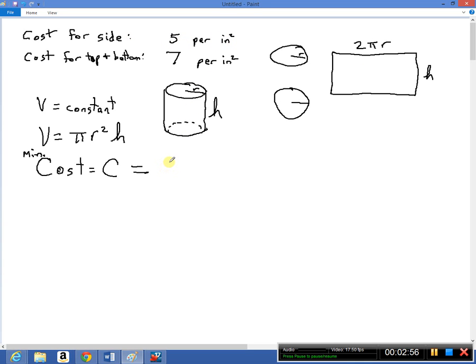So the cost for the side is going to be 5 cents per square inch times the number of square inches, which is 2 pi r. That's the cost just of the side. Then we have to add the cost of the top and the bottom. And those two costs are identical, so I'll double the cost of one of them. And one of them is 7 cents per square inch times the number of square inches, and the number of square inches, of course, is pi r squared. So pi r squared.